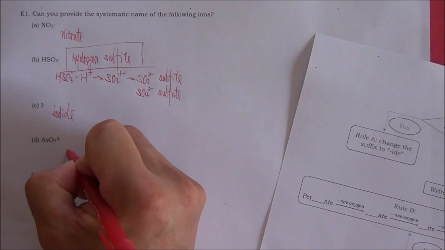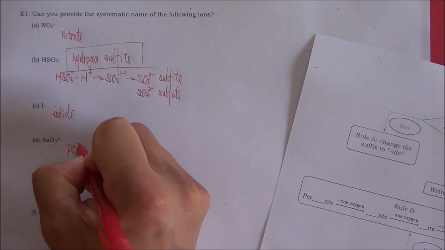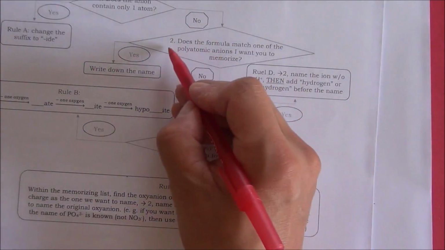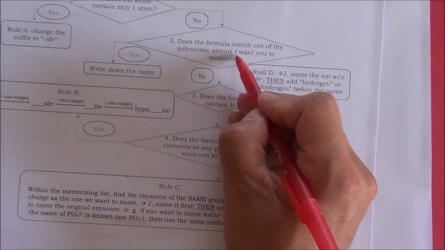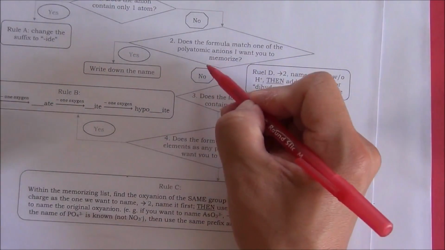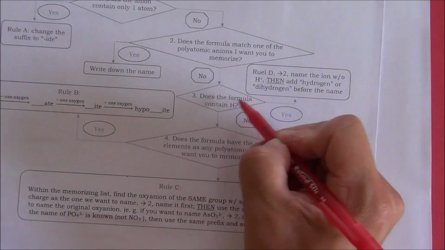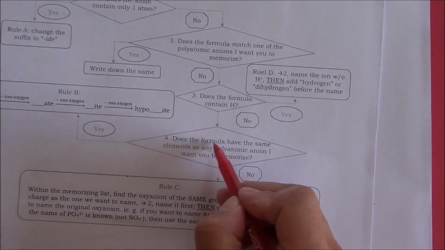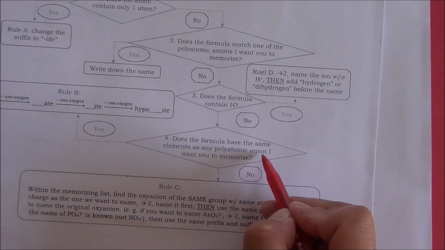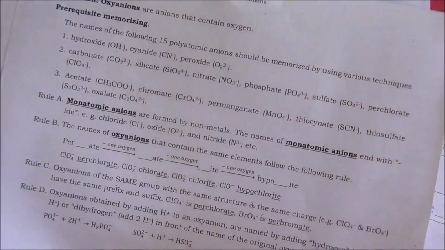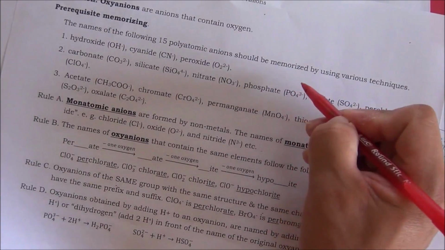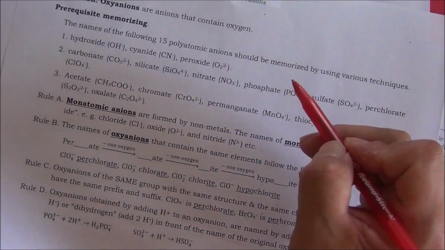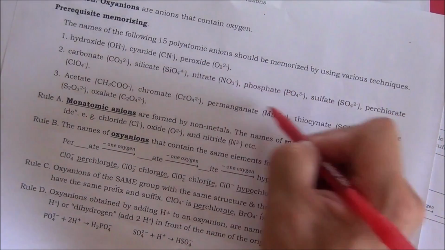According to the instruction of the flowchart, we need to name PO3, 3 minus first. Then, we need to go back to the flowchart. Step 2. Does the formula match one of the polyatomic anions I want you to memorize? The answer is no. Then we proceed to step 3. Does the formula contain H? The answer is no. Then we proceed to step 4. Does the formula have the same elements as any polyatomic anion I want you to memorize? If you go through the list, you will find that PO4, 3 minus has the same 2 elements as PO3, 3 minus. And the name of PO4, 3 minus is phosphate. Let's put it down.